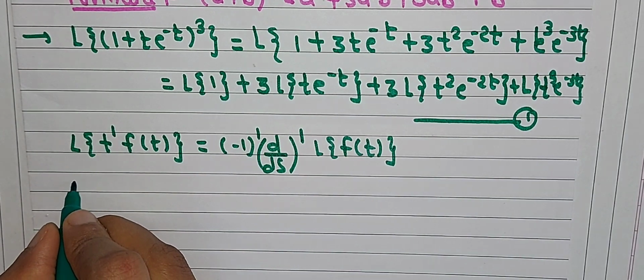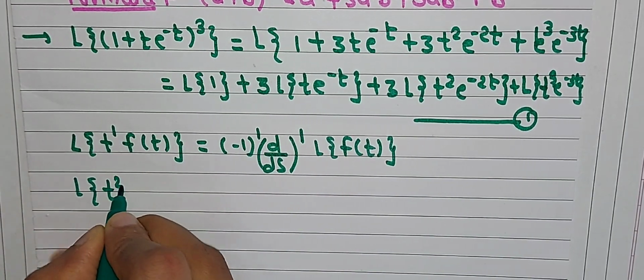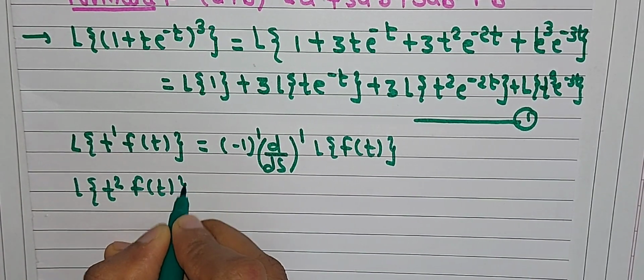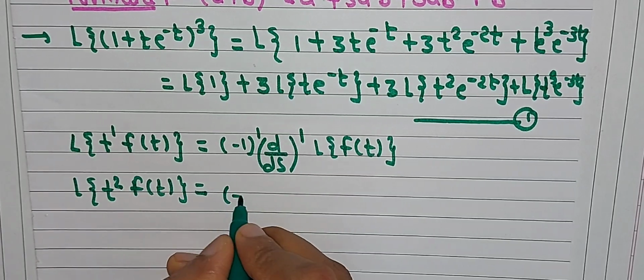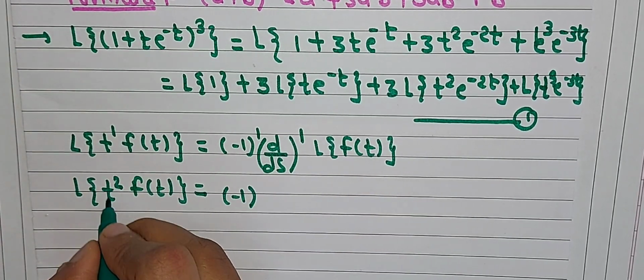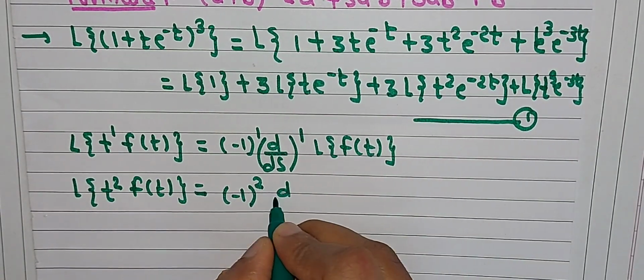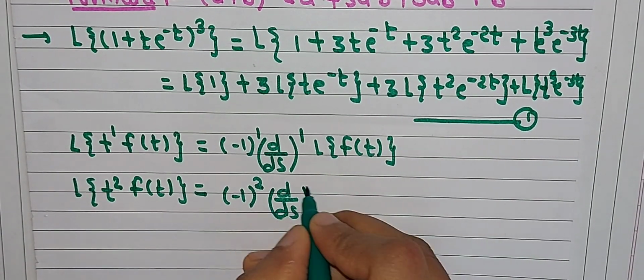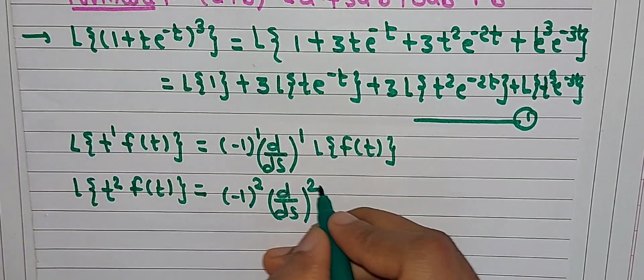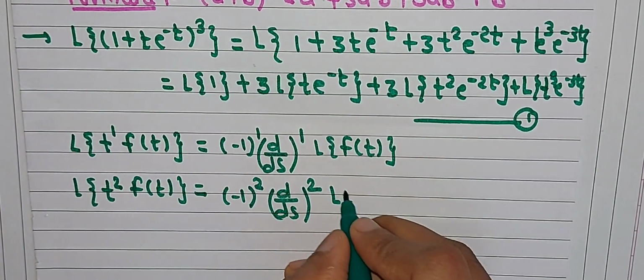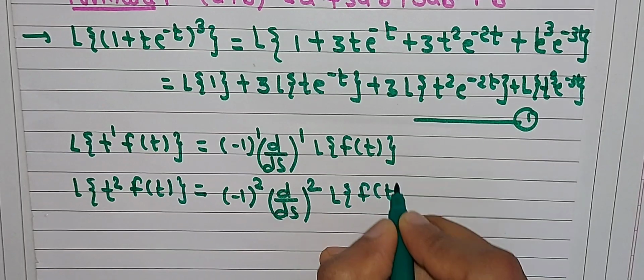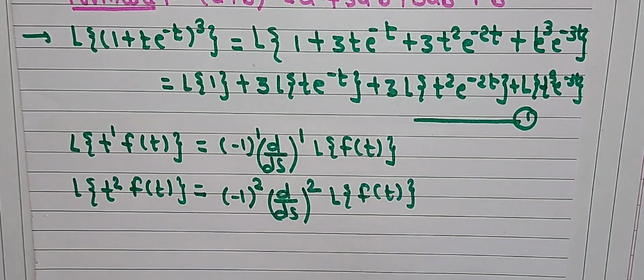Okay, similarly when we take Laplace of t square into f of t, then its formula will be of course minus 1, take it as it is. Here t contains power 2, therefore minus 1 will contain power 2. Similarly d by ds will also contain power 2 because t has a power 2, and apply this Laplace on f of t, that is L of f(t). So this is the second formula for t square.